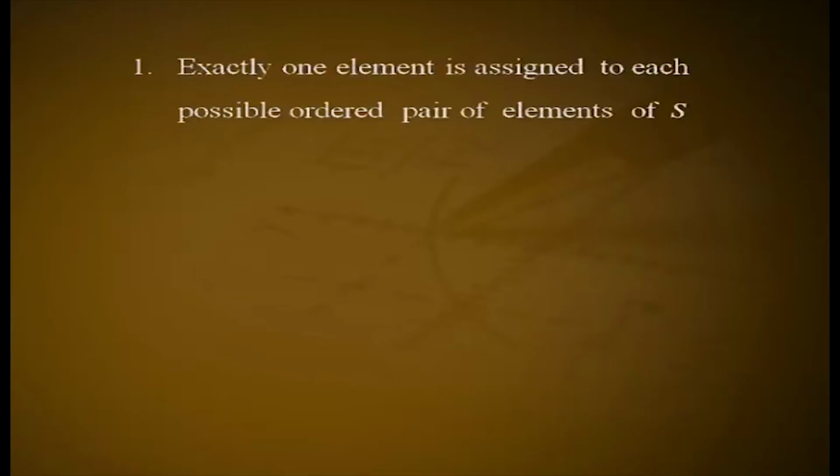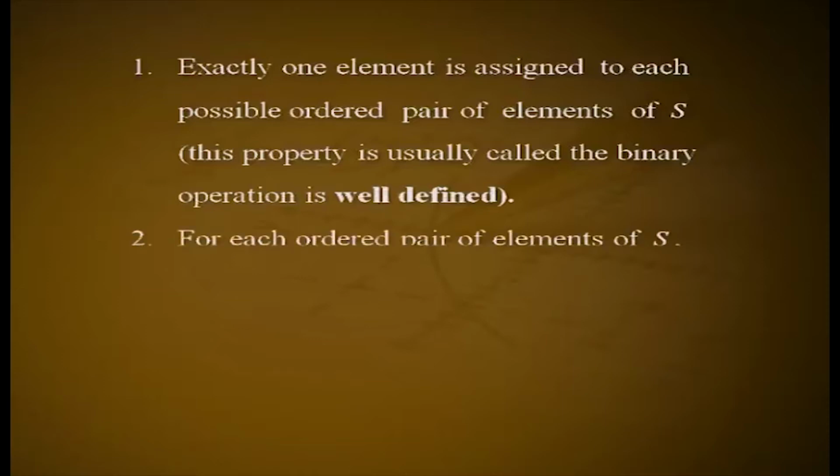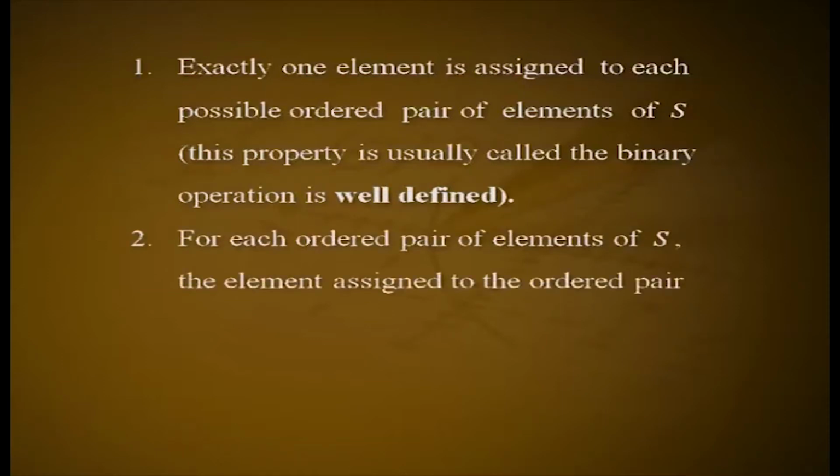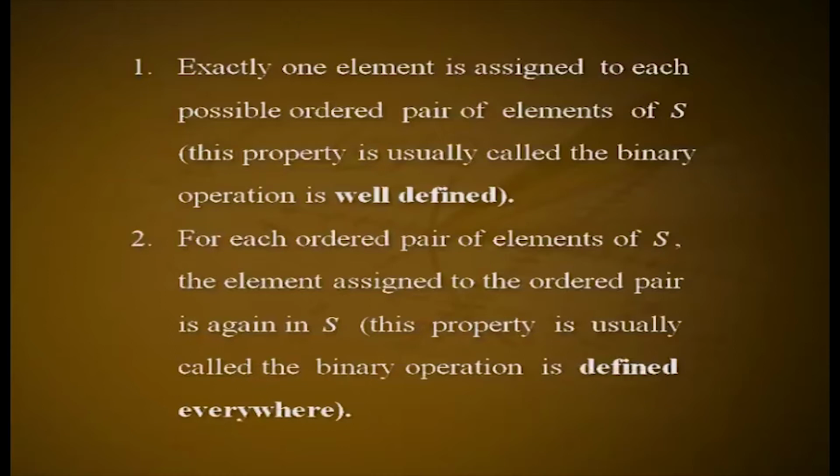Remark. Let G be a non-empty set. By saying G is closed under the binary operation star, it means that for a, b in G, a star b belongs to G. Equation 1 is often known as closure property. Attention. While defining a binary operation star on a set S, the following must always hold. 1. Exactly one element is assigned to each possible ordered pair of elements of S. This property is usually called the binary operation is well defined. 2. For each ordered pair of elements of S, the element assigned to it is again in S. This property is usually called the binary operation is defined everywhere.